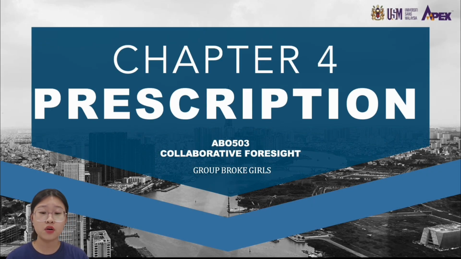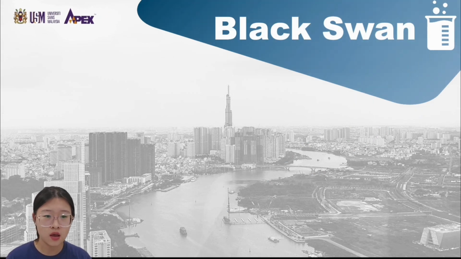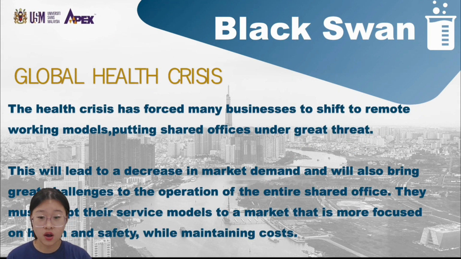Now let's see the chapter 4, prescription. First, we will discuss about the Black Swan event. For the shared office space industry, we have the following two black swan events to speculate on. First, a global health crisis has re-emerged.